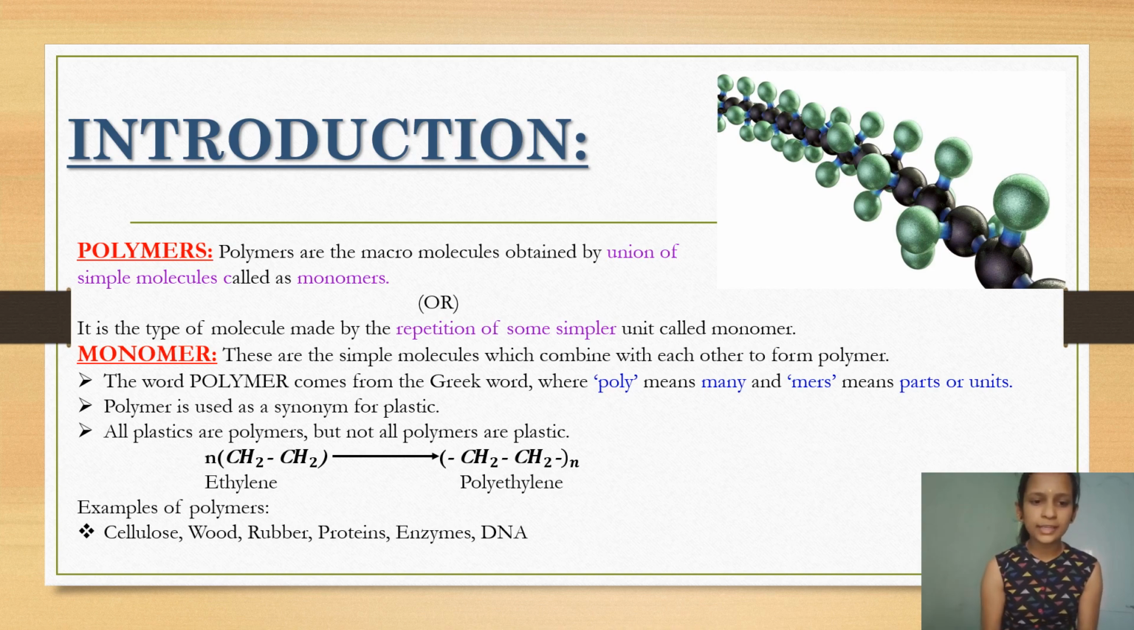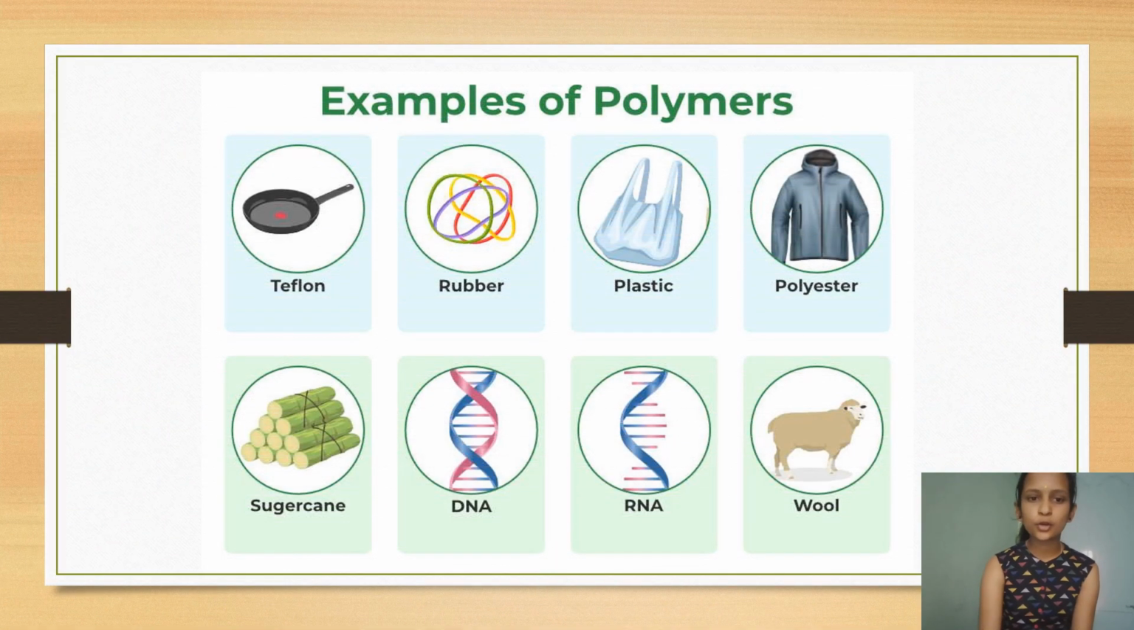Here I have selected one equation, that is ethylene is one of the monomers. Such n number of ethylene monomers combine together and lead to the formation of polyethylene, which is considered a polymer. There are some examples of polymers like cellulose, wood, rubber, proteins, enzymes and DNA. Moving to the next, some more examples of polymers are Teflon, which is used for making some kitchen products, rubber, plastic, polyester for making clothes, sugarcane, and some of the molecules which carry genetic code like DNA, RNA, and wool. There are many such examples of polymers.